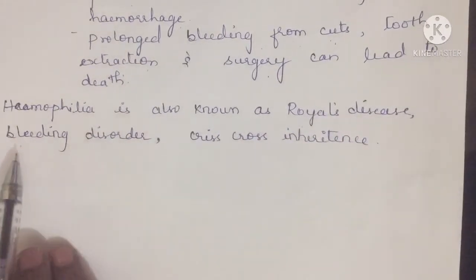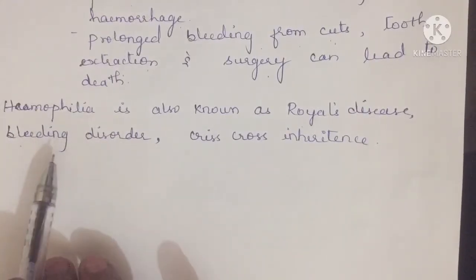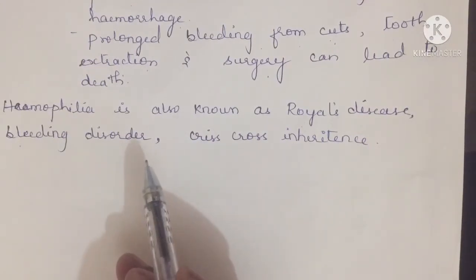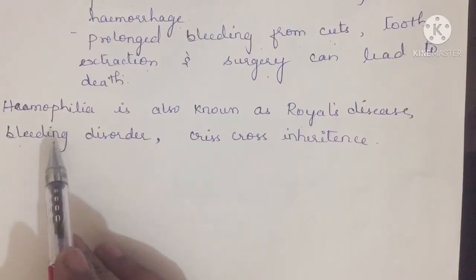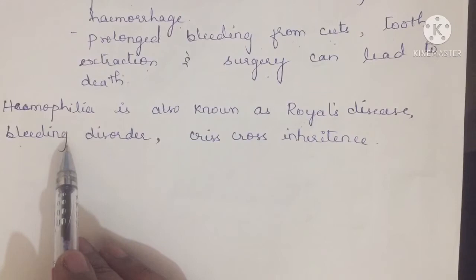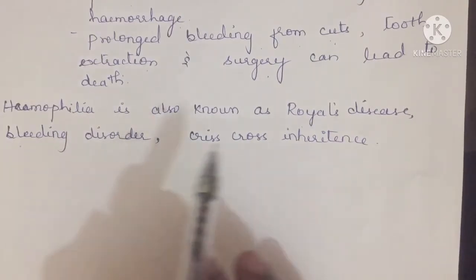Then hemophilia is also known as a bleeding disorder. Why it is called a bleeding disorder, I think no need to explain. Hope you have got it. Because there is continuous release of blood. There is an absence of clotting factor. Blood won't clot, so definitely it will continuously bleed.